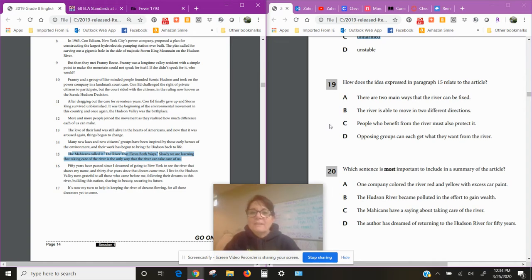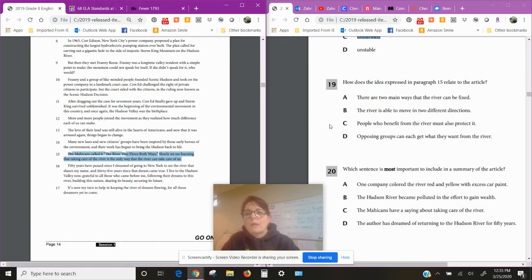All right, so I'm on C. People who benefit from the river must also protect it. Well, when we look at that, it says the Mohicans called it the river that flows both ways. Slowly, we are learning that taking care of the river is the only way that the river can take care of us. Okay, so I'm looking at that. That might be a good one because they're talking about protecting it, and the paragraph itself is talking about taking care of it.